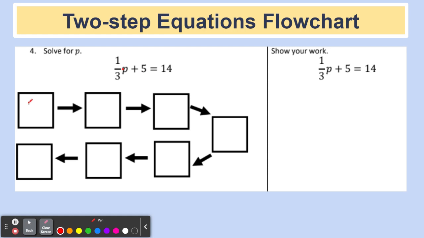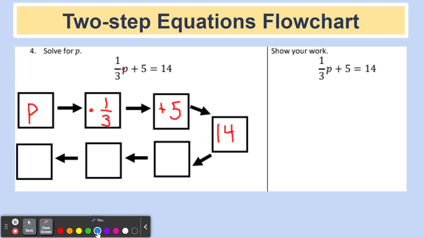So step 1, identify our variable: the letter p. Step 2, identify the first thing that's happening to p. Well, what's closest to p is the times 1/3. So we're going to write times 1/3. After you multiplied p by 1/3, then we added 5 to that amount. So the second thing that happened to the letter p was plus 5. And all of that is supposed to equal our solution of 14. So that goes in this last box at the end here.